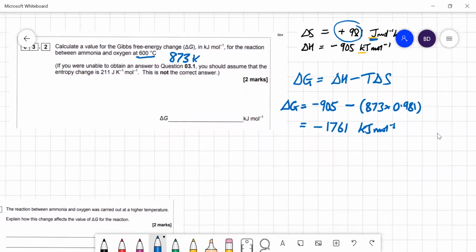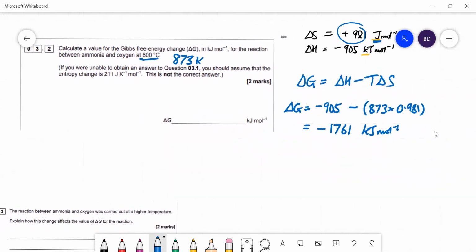Okay. Now, this next question says the reaction is carried out at a higher temperature. What is that going to do to delta G for this reaction? Well, let's see. If this T gets bigger, that means all of that number is going to get bigger, and it's a minus number. So overall, delta G is going to become more negative. So you can see, as you increase the temperature, it becomes even more favorable. Delta G becomes even more negative.